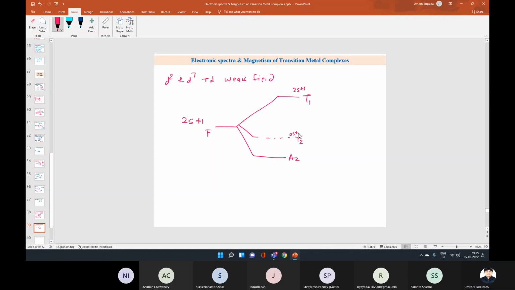Okay. Now this is a barycenter. So this energy increases by 6 Dq. This is by 2 Dq, and minus 12 Dq. So it's in short opposite. This is for D2 and D7 tetrahedral weak field. How D3 and D8 get splitted?